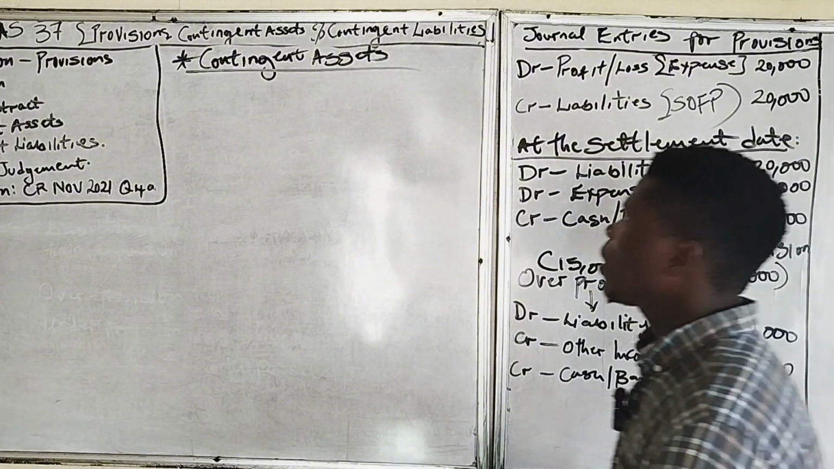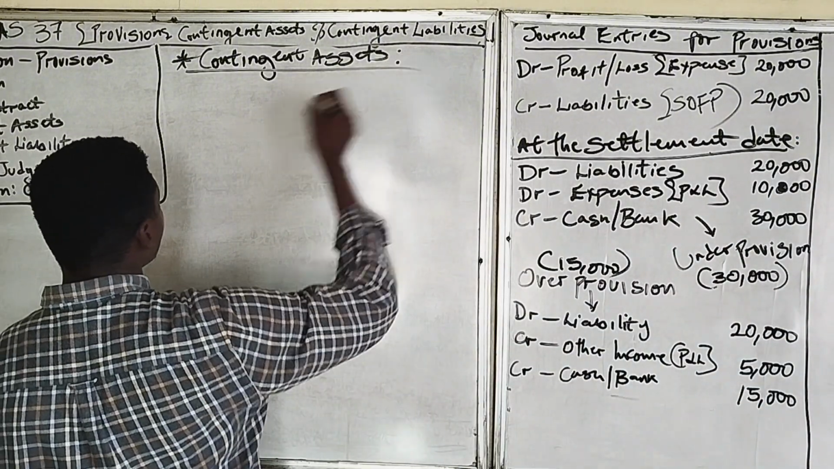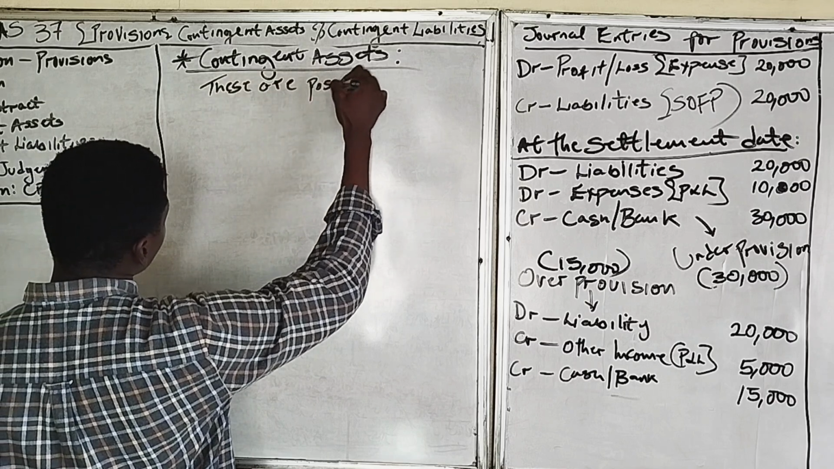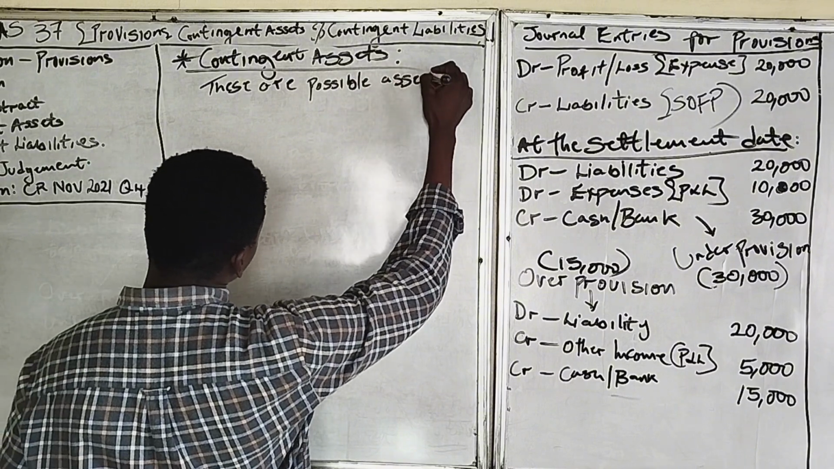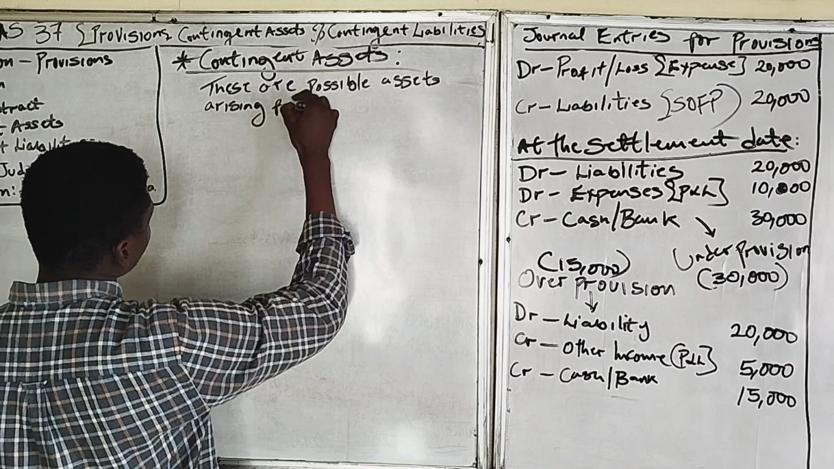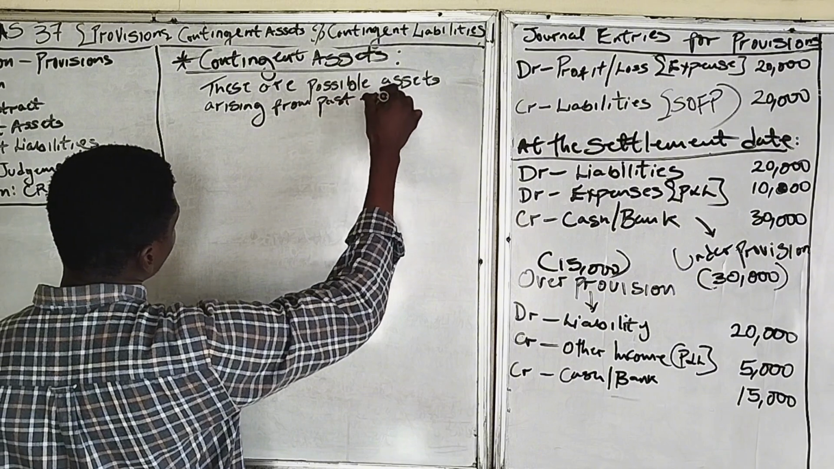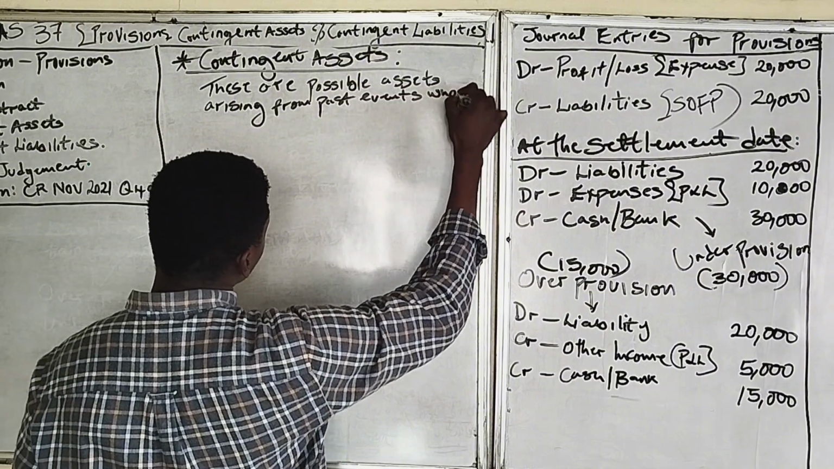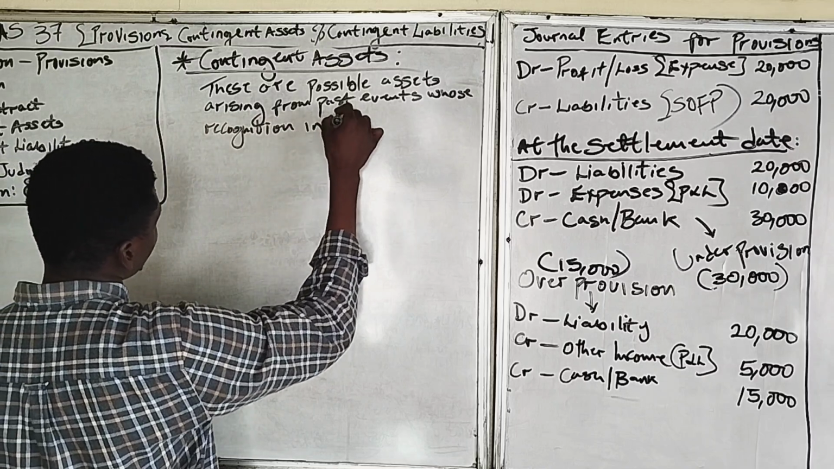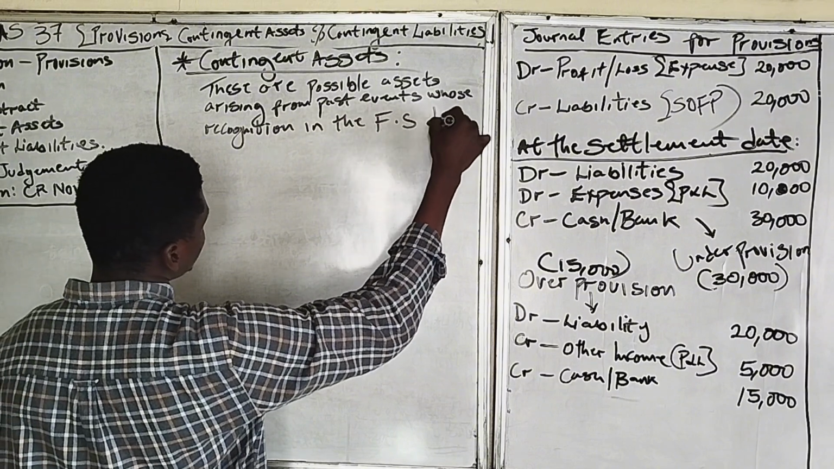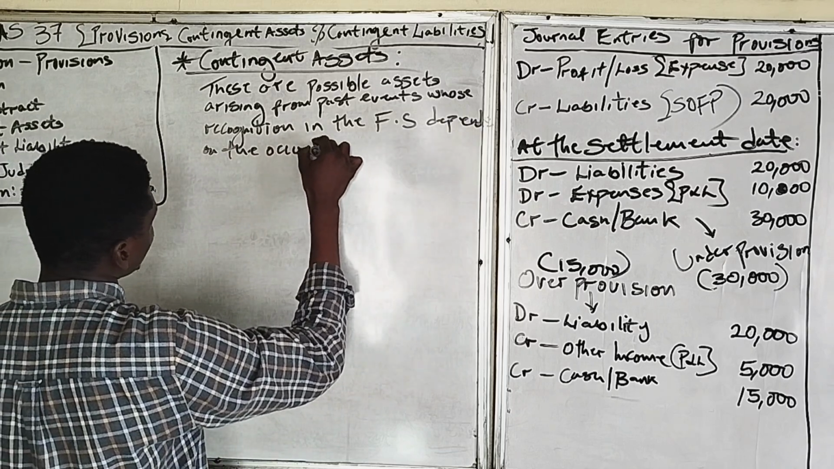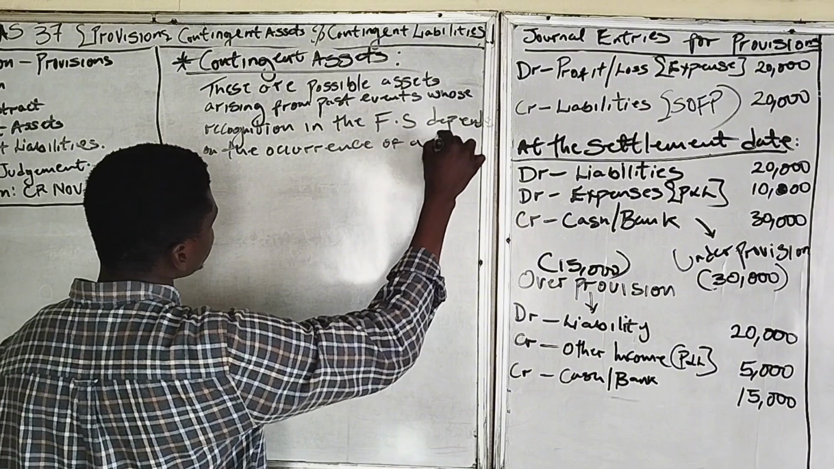So we said contingent assets are possible assets arising from past events whose recognition in the financial statement depends on the occurrence of a future event.